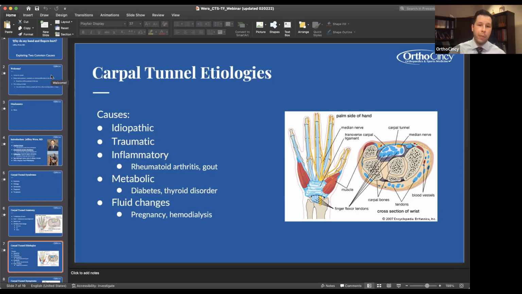And then metabolic imbalances, whether it's diabetes in general, can actually affect the nerve health by damaging the small blood vessels that will actually give nutrients to the nerves. And then thyroid disorders can also affect it as well too. And then lastly, if you're presenting with these symptoms at a very young age, pregnancy can affect the fluid changes and then fluid balances and cause increased pressure within the carpal tunnel as well too.